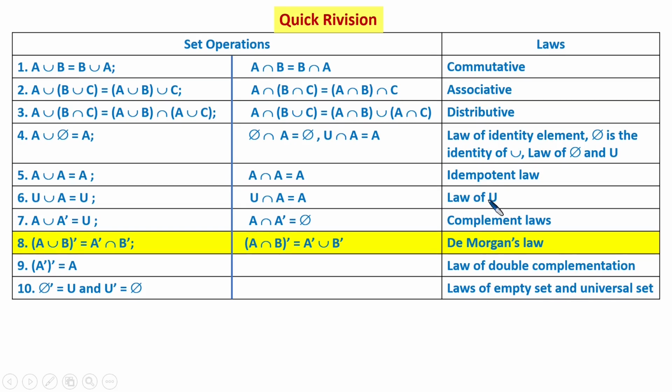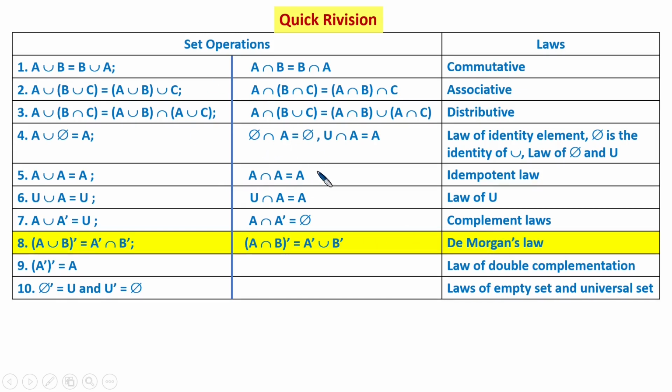This is the law of the universal set. Similarly, A union A complement will give you the universal set, and A intersection A prime becomes disjoint, because this is the element not in A and this is the element in A, so there is no common element, so it becomes a null set. So this is called the complement law, and this is one of the most important which you have to remember.